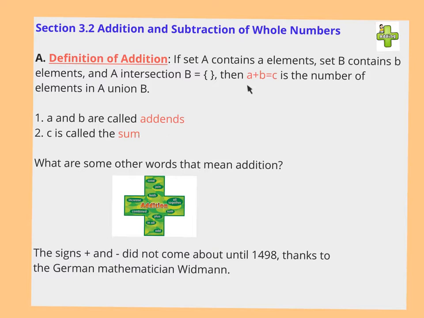When we look at the equation a plus b equals c, the a and b portion of that equation are called the addends. The two numbers we're adding together are called the addends, and the answer we get, c, is called the sum.